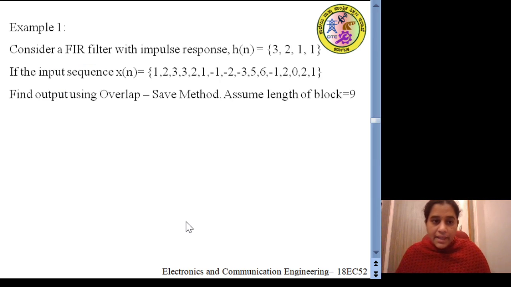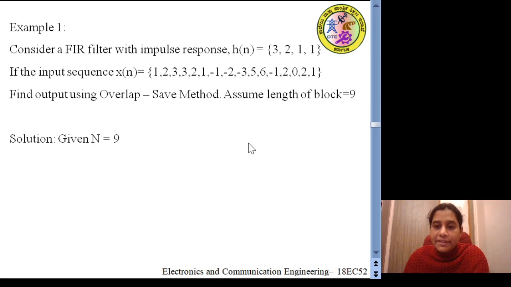First example: let's consider an FIR filter with impulse response h of n equal to 3, 2, 1 and 1. If the input sequence x of n is 1, 2, 3, 3, 2, 1, minus 1, minus 2, minus 3, 5, 6, minus 1, 2, 0, 2 and 1, find the output using the overlap save method. Assume the length of block is 9. So this is the given statement.